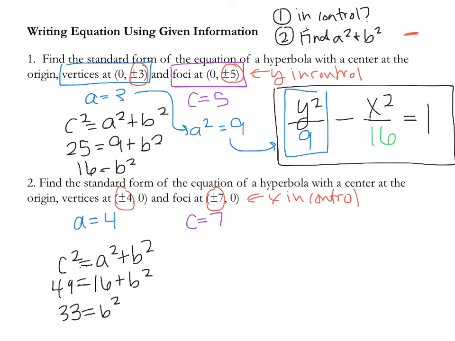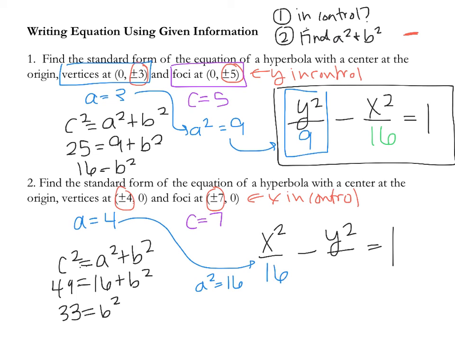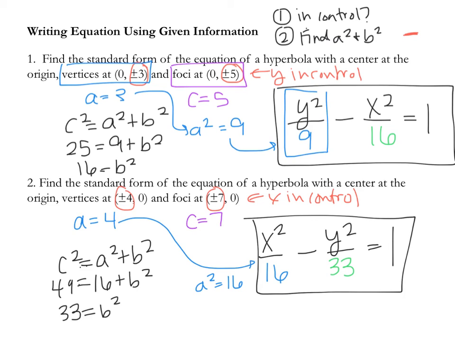And then based on what's in control, that tells me what the first fraction has to have. Since x is in control, x is going to be the first fraction. And then a has to go with that first fraction. So a squared would be 16. That's got to go there. The 33 is going to end up over here. And that's going to be your equation for this hyperbola.